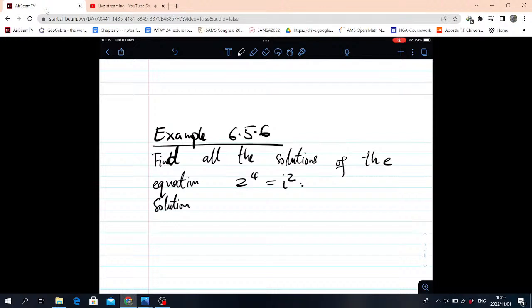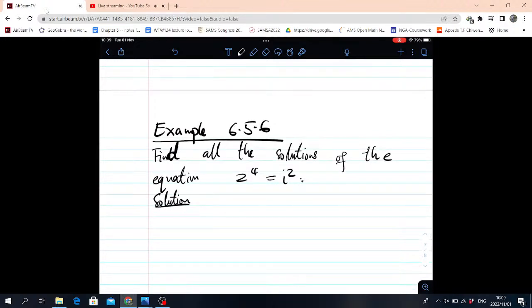So again we start off with writing the complex number in polar form. So we say i squared is going to be equal to minus 1, which can be written as e to the pi i, because you can find the modulus and the angle if you just draw it, and then you've got your minus 1 there. You can see that the argument is pi, and the modulus of minus 1 is obviously 1.